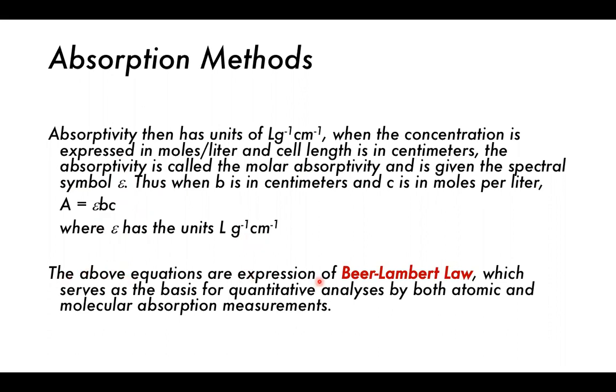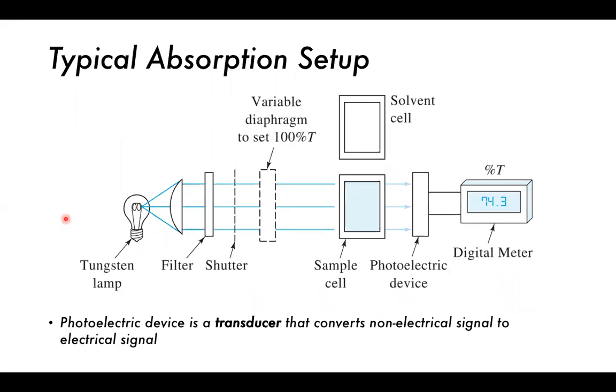The above equations are expressions of the Beer-Lambert law, which serves as the basis for quantitative analysis by both atomic and molecular absorption measurements. This is a very important law. A equals epsilon bc. But you can't have absorption without having a molecule or something like that.